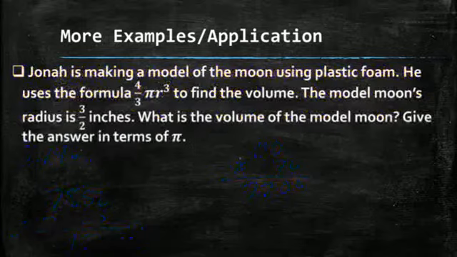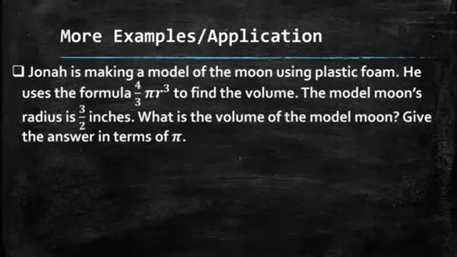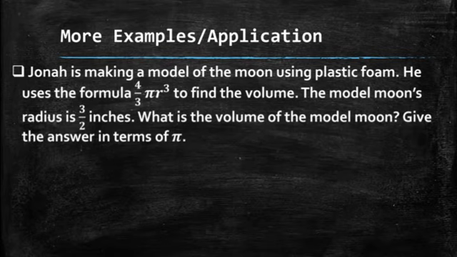Next problem. Jonah is making a model of the moon using plastic foam. He uses the formula 4/3 pi r cubed to find the volume. The model moon's radius is 3/2 inches. What is the volume of the model moon? Give the answer in terms of pi. So I don't need to change pi to 3.14. I just need to have pi in my answer.